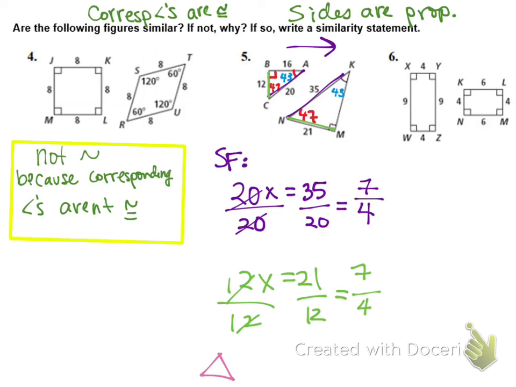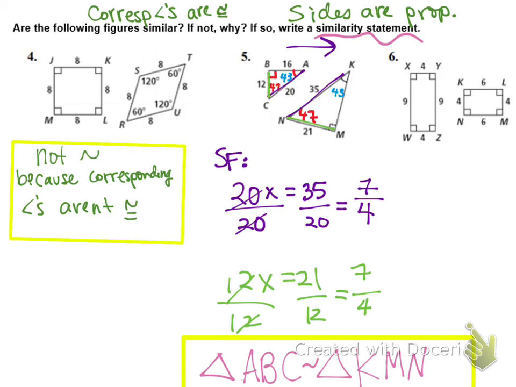So we're going to write a similarity statement. A similarity statement says this shape is similar to this one. Whenever you name a triangle, you got to have a triangle symbol. Go ahead and name the first one with letters. Triangle ABC, put the squiggle, is similar to triangle. What does A correspond with? K. And then B corresponds with M, and then C corresponds with N. So B and M both have right angles.